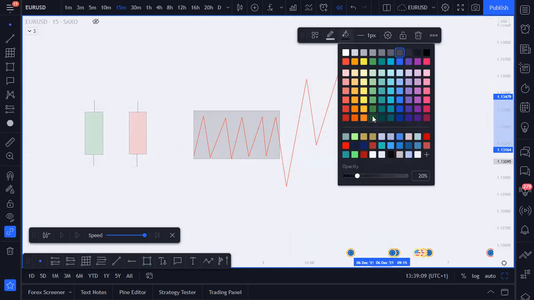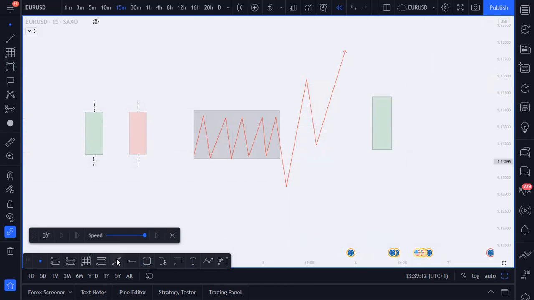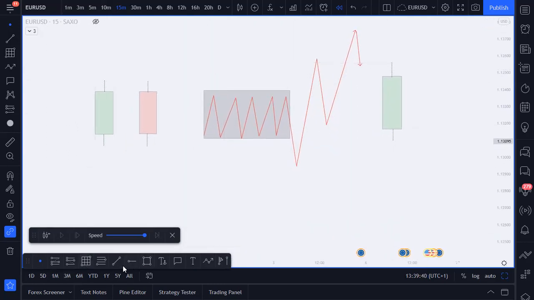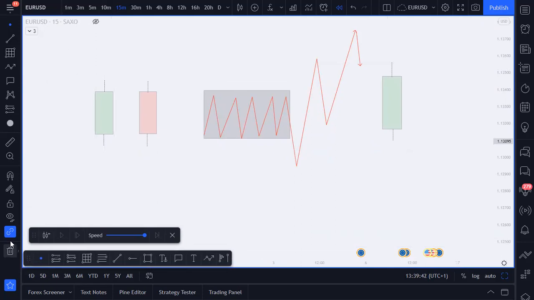So this is going to be just an example representation. And let's say there is a pullback at the end of the day to close like here. So that would be represented by this wick, right? That's a representation of this bullish candle on the daily, but this would be on an intraday time frame, like a 15-minute time frame, a 5-minute time frame. This is what you would see. So how do we use this to our advantage?